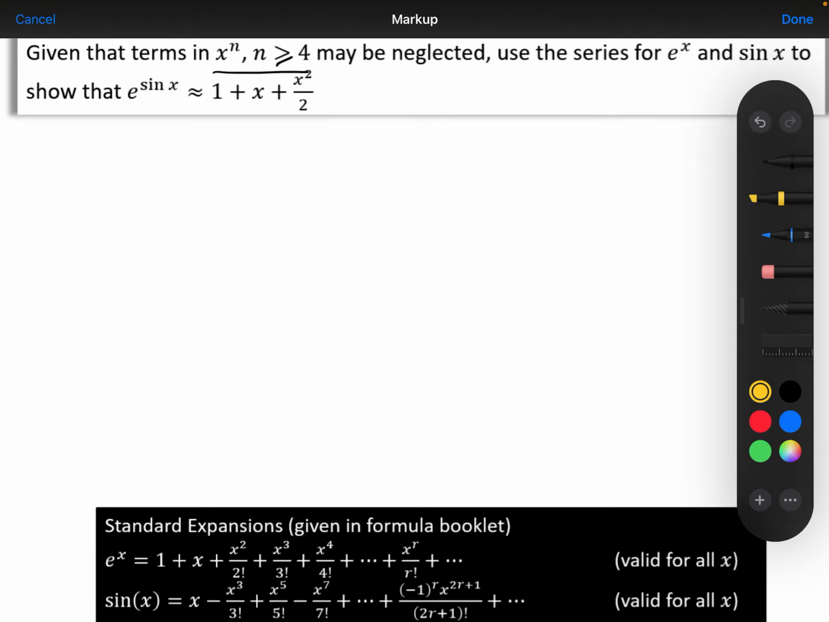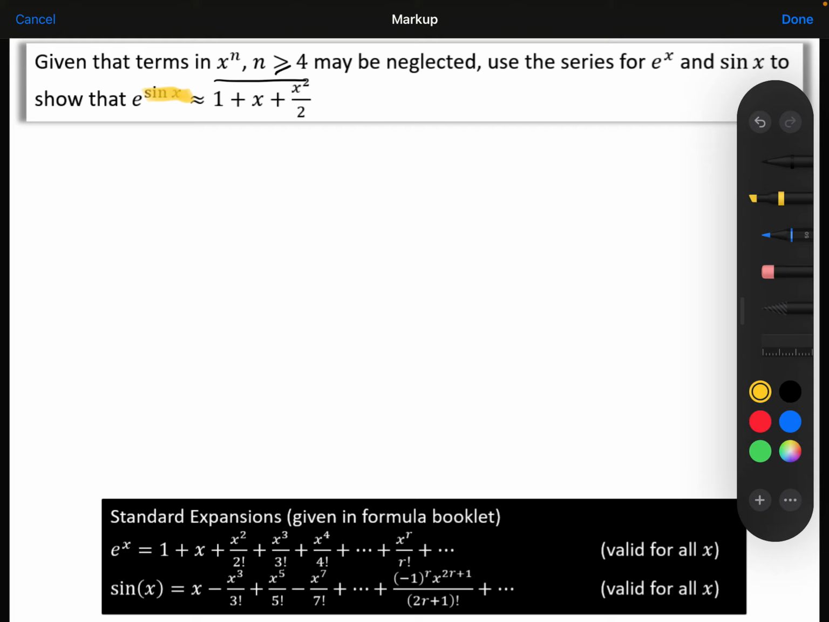So, the sine x on the inside here, I can replace that with x minus x cubed over 3 factorial. I can ignore all these higher powers because I was told to in the question. So I am going to write e to the power of x minus x cubed over 3 factorial, which is 6. So I've just replaced the sine x with the first 2 terms of the sine expansion.